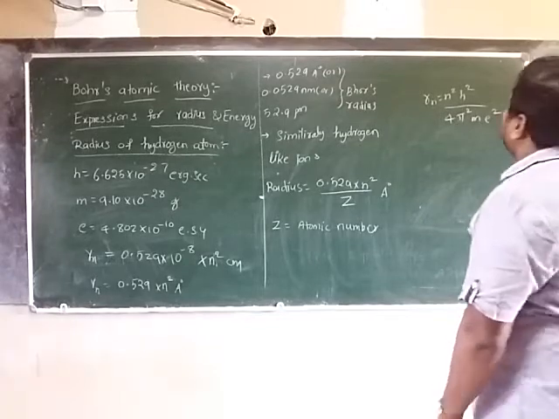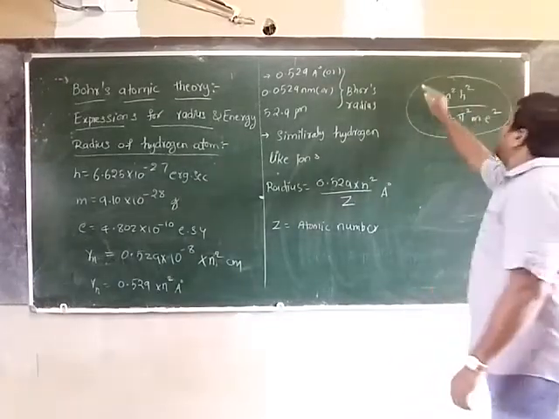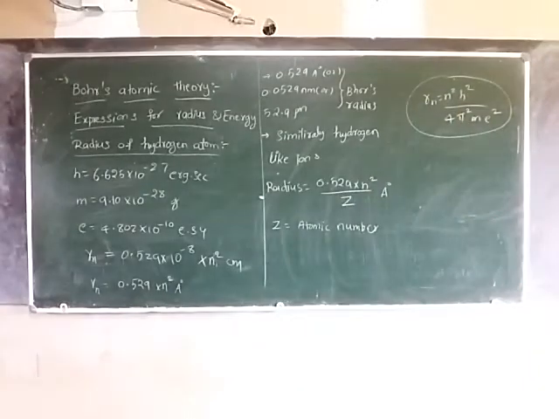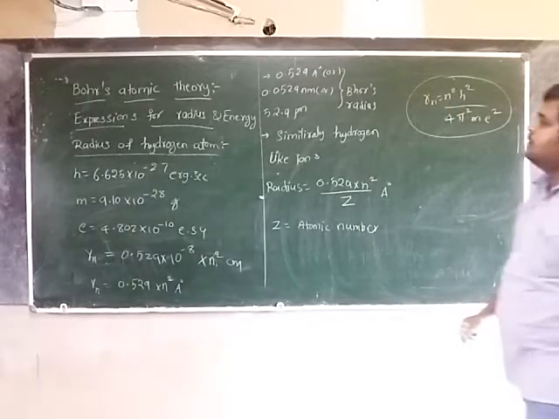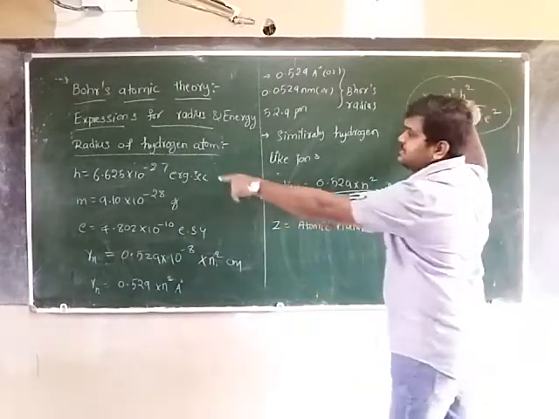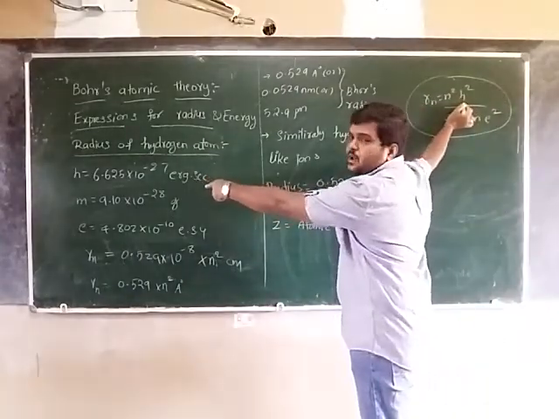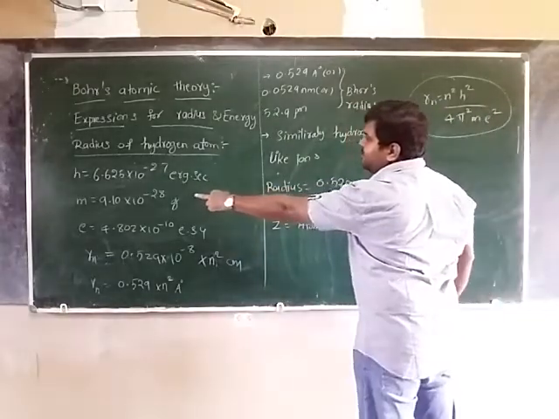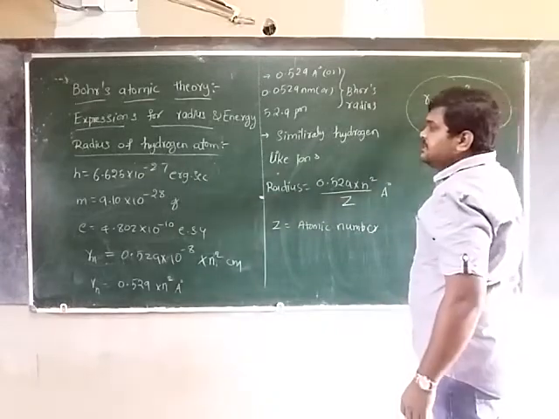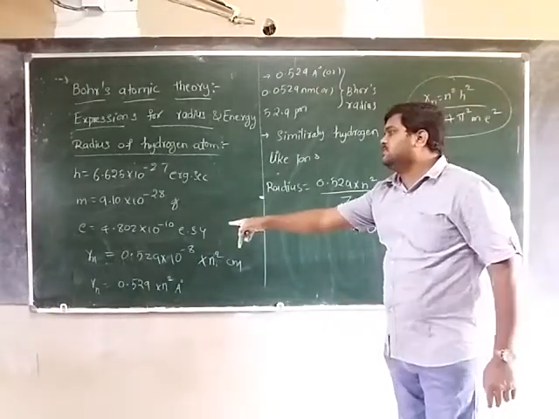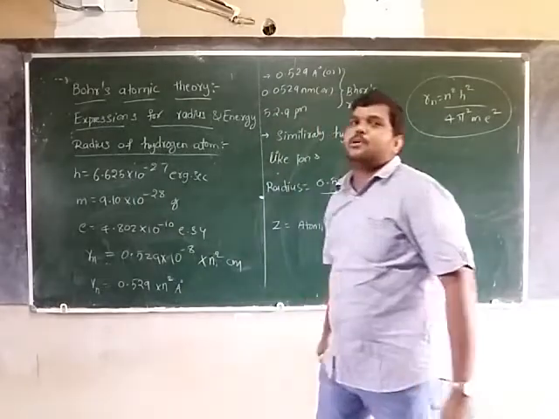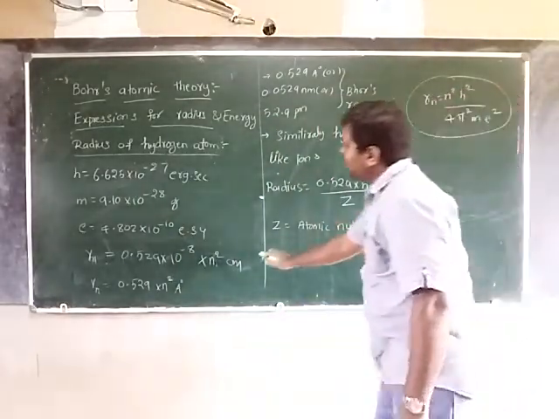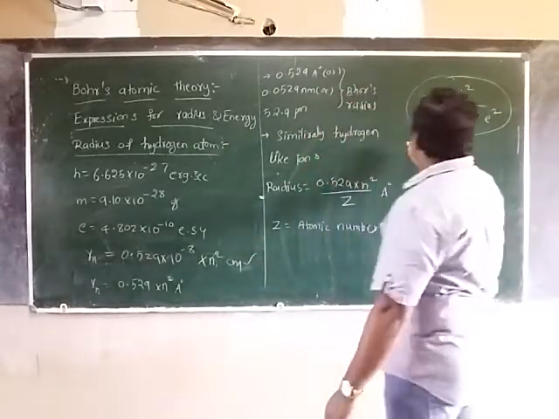Now, the radius of the nth orbit, Rn, is equal to n square h square by 4 pi square m e square. Here h is Planck's constant, 6.625 into 10 to the power of minus 27 erg second. The mass of the electron is 9.1 into 10 to the power of minus 28 grams. The charge of the electron is 4.802 into 10 to the power of minus 10 ESU. If we substitute all the values here, we will get the radius of the orbit. So what do we have to substitute?